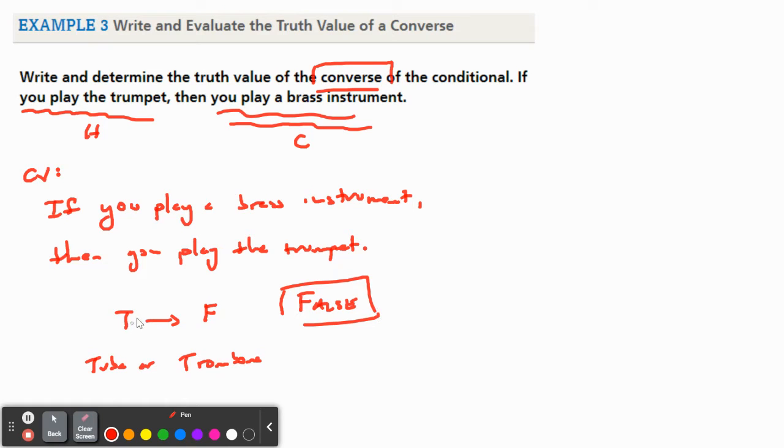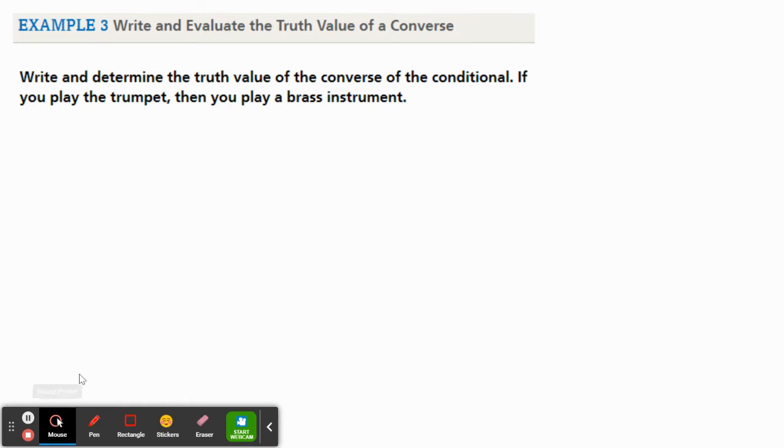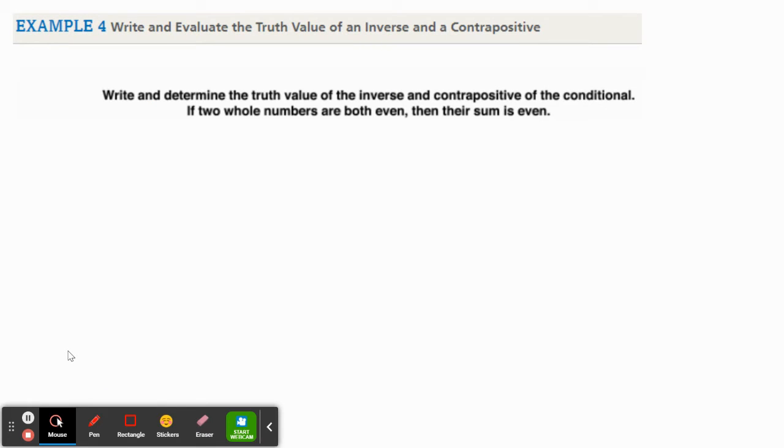All right, next example here. It says, write and evaluate the truth value of an inverse and a contrapositive. Write and determine the truth value of the inverse and contrapositive of this conditional: if 2 whole numbers are both even, then their sum is even. All right. So one thing I want to do, we're going to do the inverse and contrapositive.